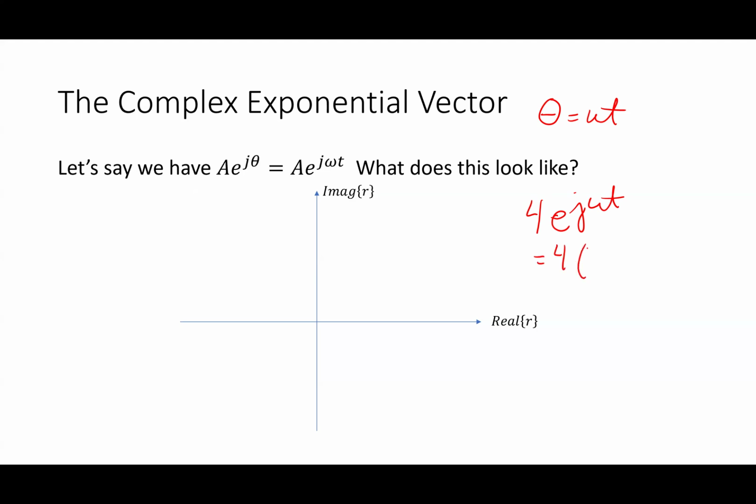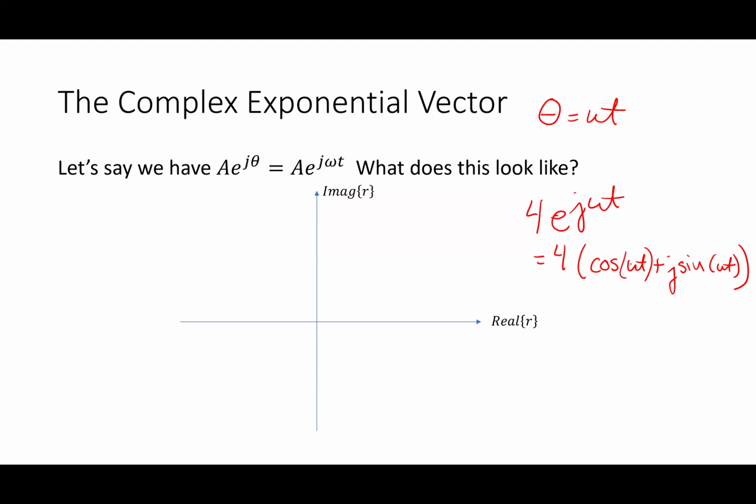I'll ask you guys: how would I expand 4 e to the j omega t using Euler's identity? I expand it. Yep. Cosine omega t plus what? j sine omega t. Okay, like that. Now I say that this guy is a rotating vector.